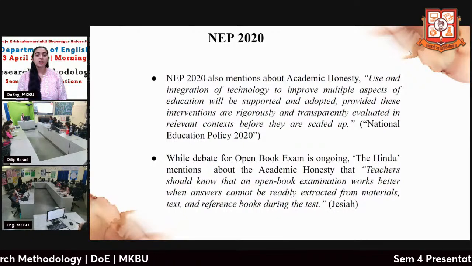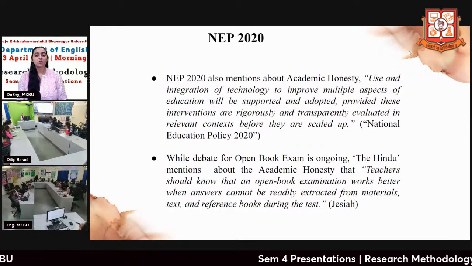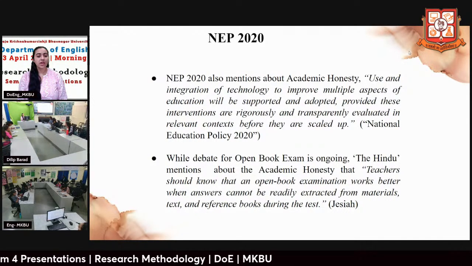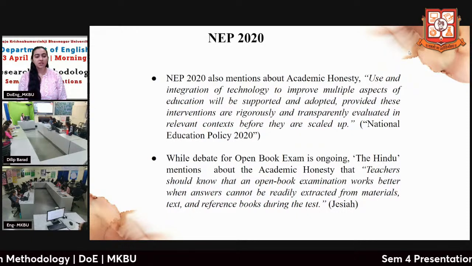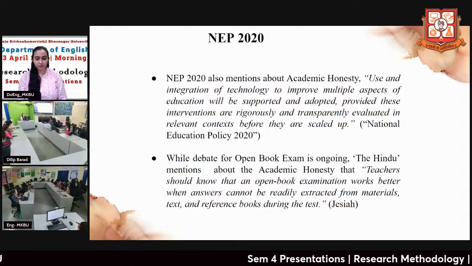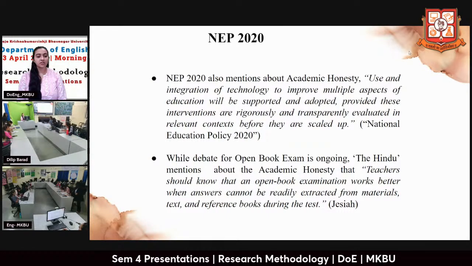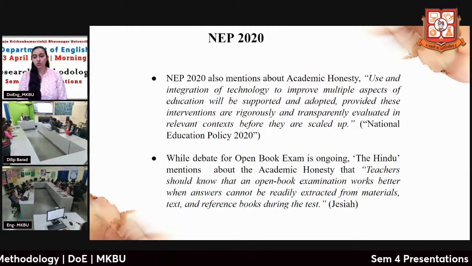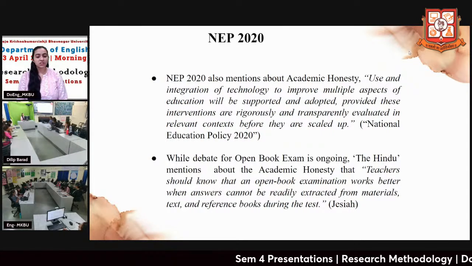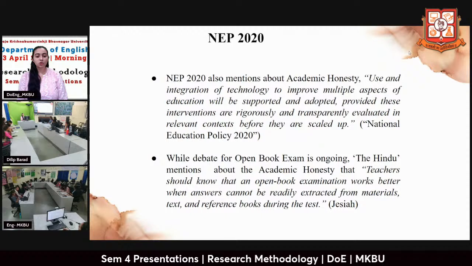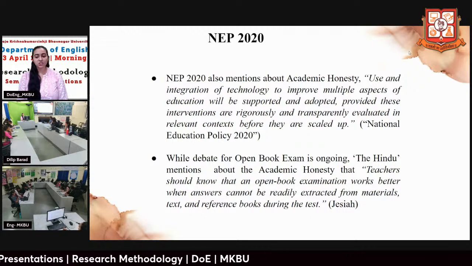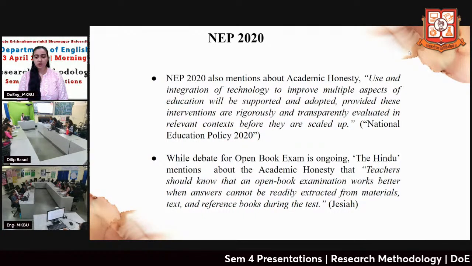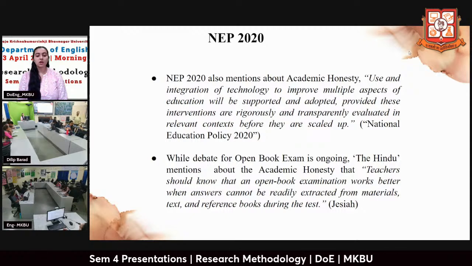NEP 2020 also mentions academic honesty: the integration of technology to improve multiple aspects of education is to be supported and adopted, provided these interventions are rigorously and transparently evaluated in the relevant context before they are scaled up. While the debate on open book exams is also ongoing, The Hindu mentions that teachers should know that an open book examination works better when answers cannot be readily extracted from materials, texts, and reference books during the test.